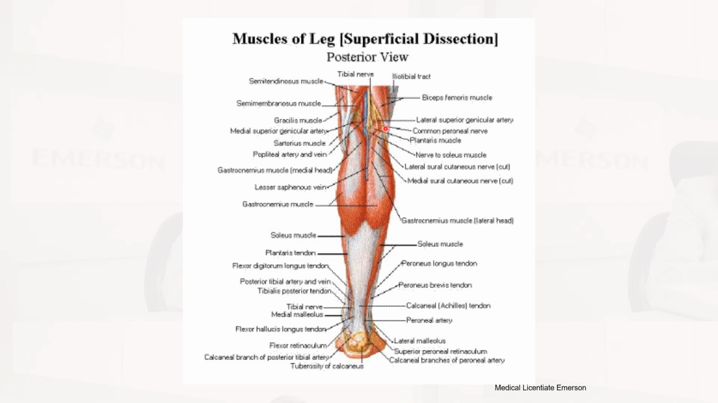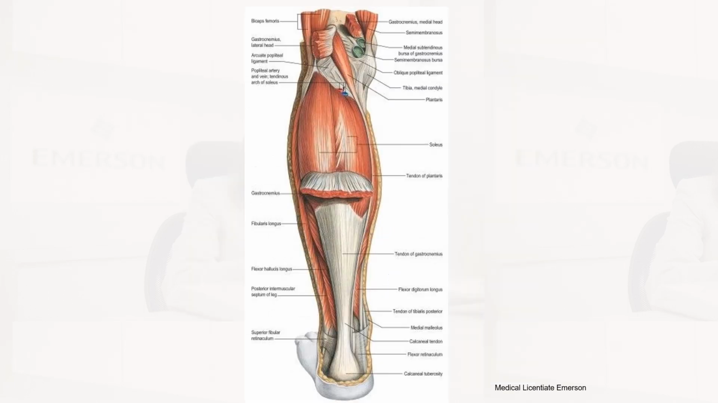Okay, then the posterior view, these are the gastrocnemius muscles. This is the superficial dissection, so of course, the gastrocnemius muscle will be very prominent here. Then after we remove the gastrocnemius muscle, at least you are going to see other structures. This is the gastrocnemius muscle that was removed.